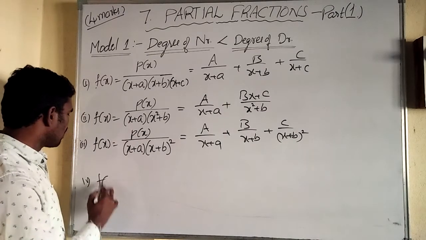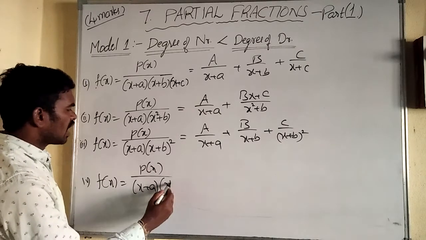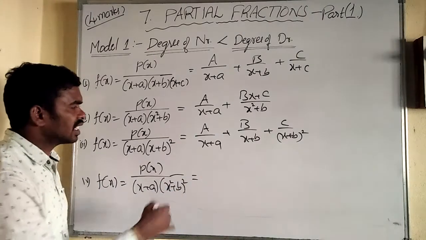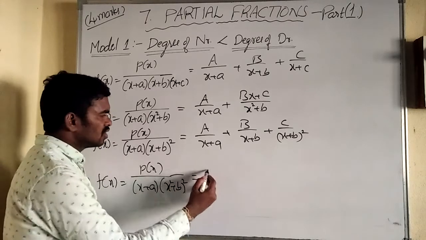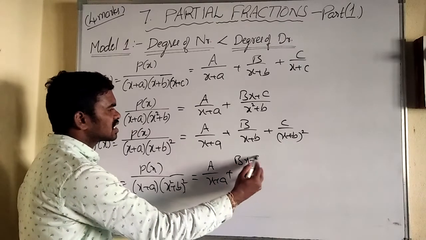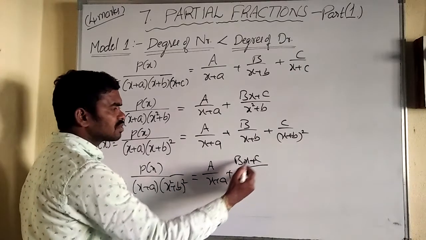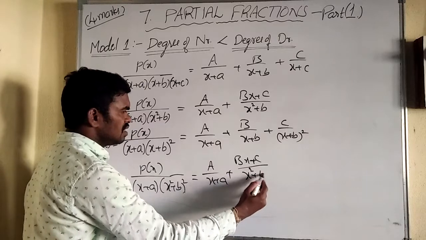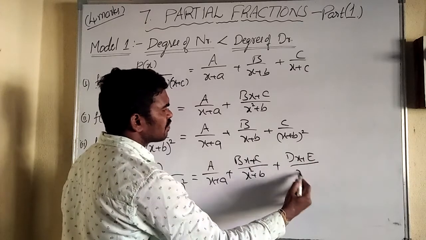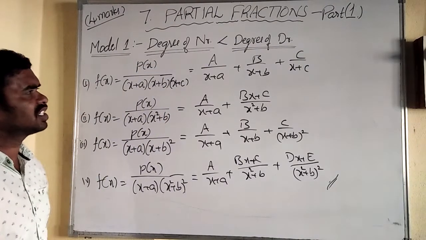And the last one, the fourth one, f of x is equal to p of x by (x plus a) into (x square plus b) whole square. See, the second degree term consists of a square. This is the first degree term, linear. So at that time simply A by (x plus a) plus, because it is a second degree term, we express it as (Bx plus C) by (x square plus b), and plus it has a square, so write one more term, that is (Dx plus E) by (x square plus b) whole square. In this way we have to split the given fraction and find the solution.